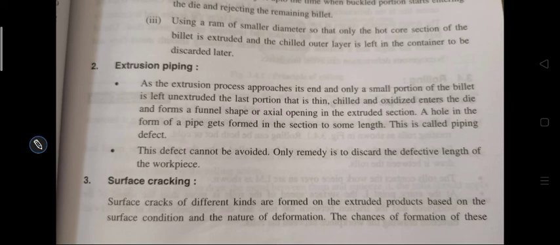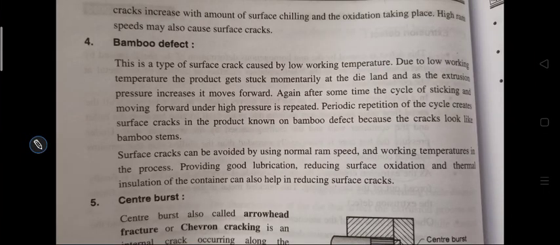The next defect is surface cracking. Surface cracks of different kinds are formed on the extruded product based on the surface condition and nature of deformation. The chances of formation of these cracks increase with the amount of surface chilling and oxidation taking place. High ram speed may also cause surface cracks. So high ram speed is a major cause of surface cracking.